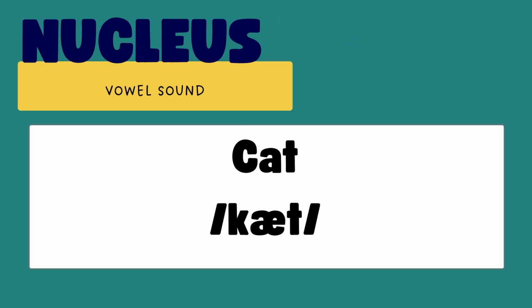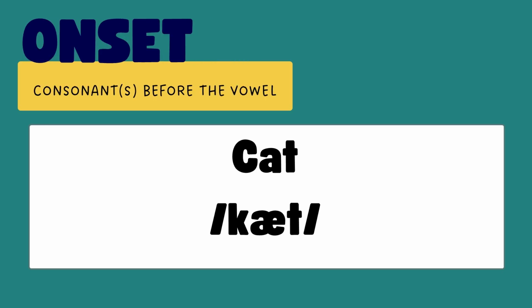Now I have already mentioned that the vowel sound is the heart of every syllable, and we call that the nucleus. In this example, the word cat is composed of three sounds: k, a, t. The a sound of this word is the nucleus because it's the vowel sound. So remember, the vowel sound is the nucleus.